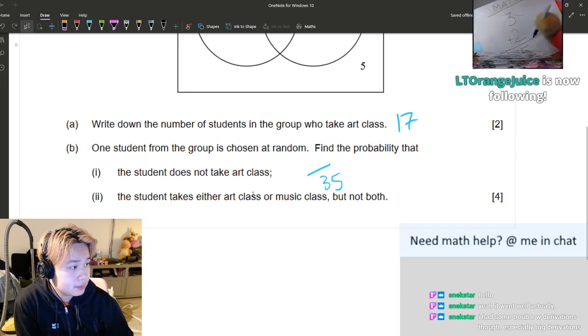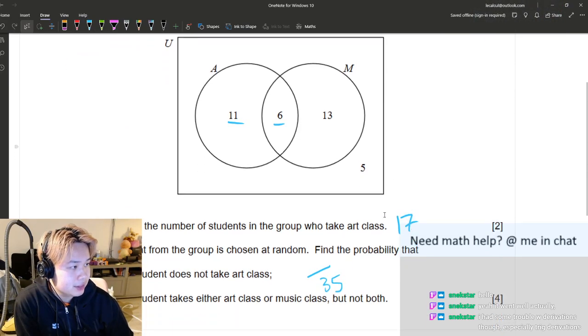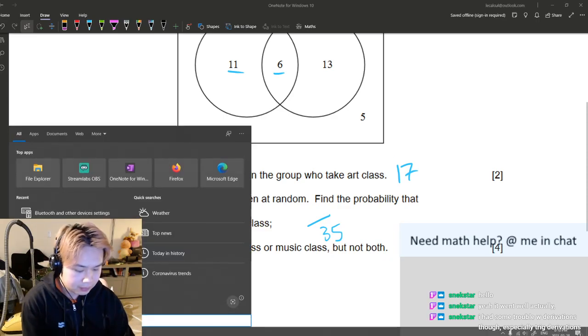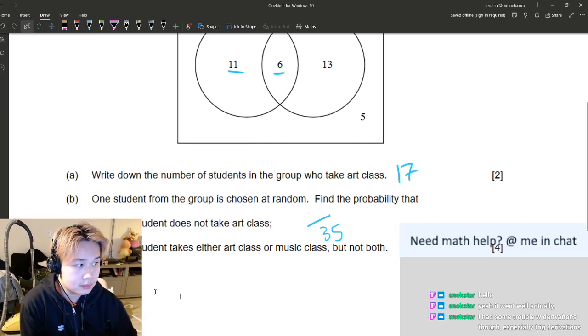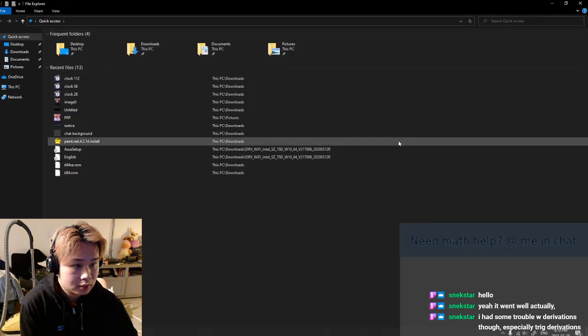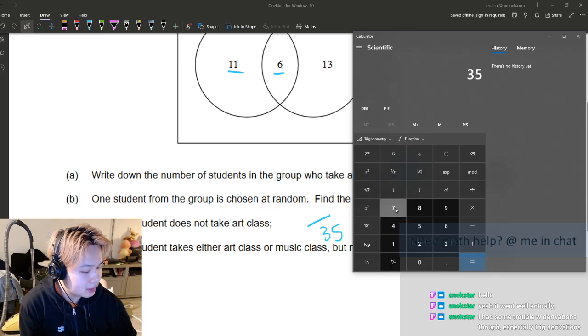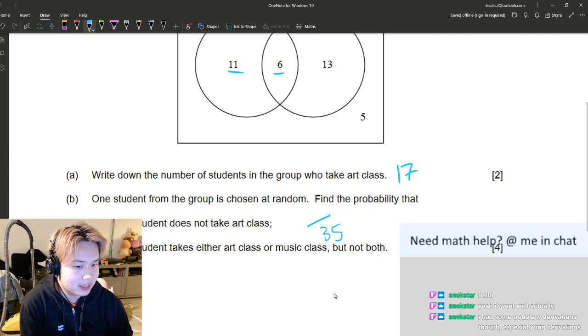And, well, how many students don't take art classes? There's a couple ways we can do this, but we do know that there's 17 people that do take an art class, so 17 minus 35. Oh yeah, this is a paper 2, so I can use a calculator. Where's my calculator? Oh, here it is. Okay. So 35 take away the 17 people that take art means that there's 18 people that don't take art.